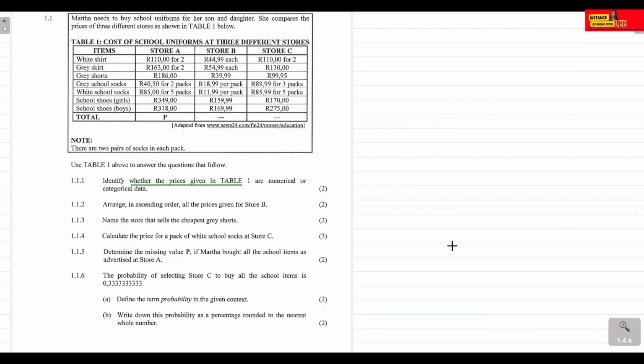because in this case we are dealing with the prices, and prices consist of numbers, we know that we are dealing with what? Numerical data. So let's write that down.